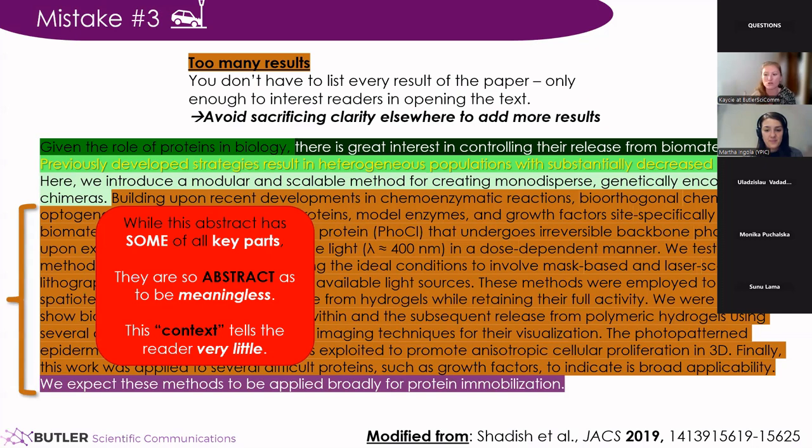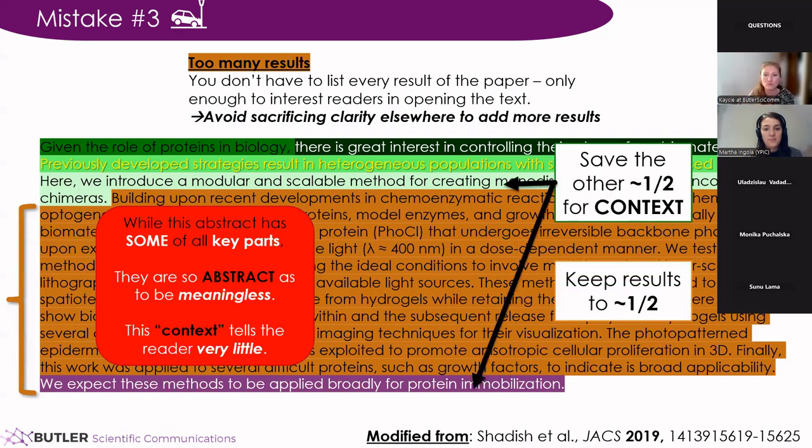And your reader still has no more real information about why this work matters or why this is important when you start it. So as a warning for you guys, just because you can color something a specific color does not mean that you have enough of it there. I want you thinking about it, analyzing it, make sure that the context that you have is sufficient. And as a nice rule of thumb for you, try to remember to keep your results to about half. Save the other half of your abstract for context.